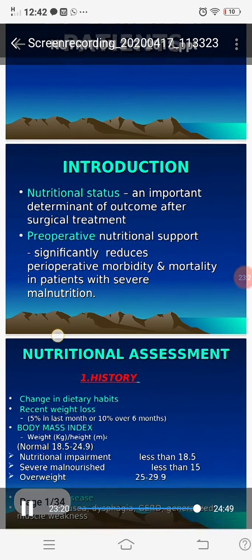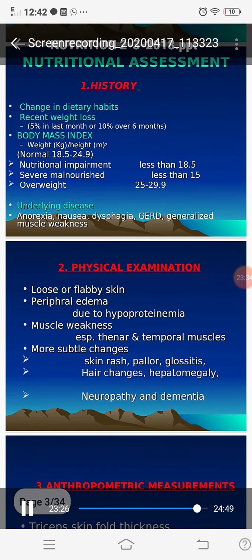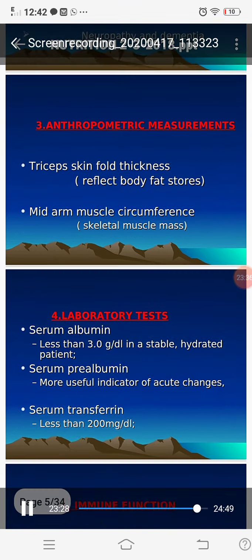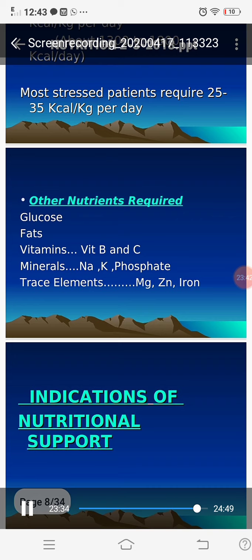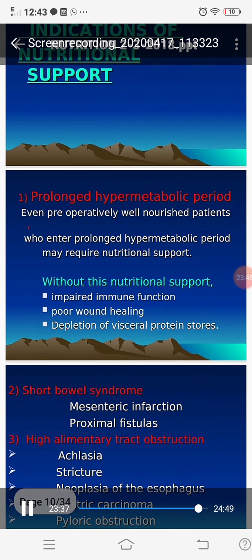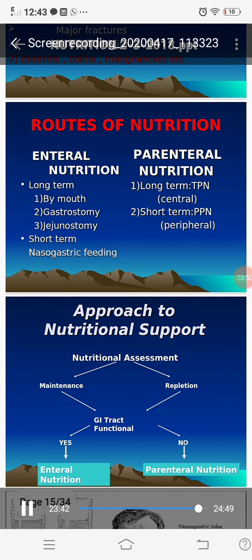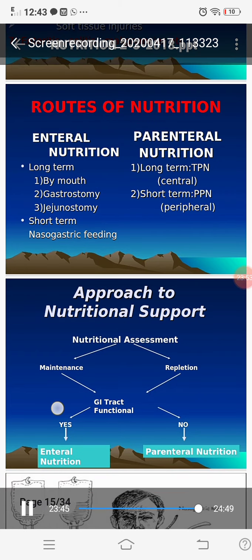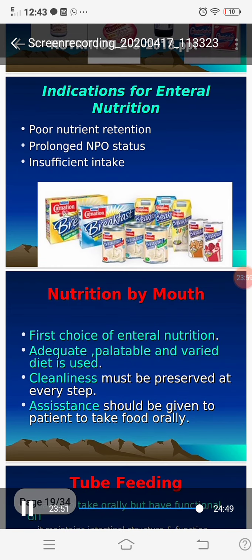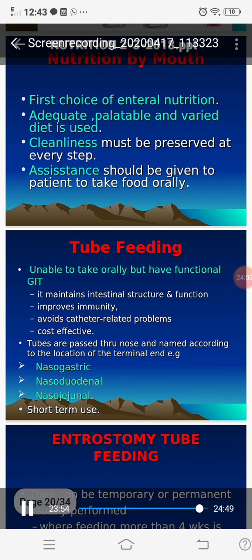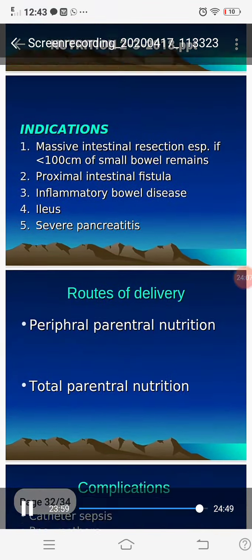So it will end our today's lesson. We have discussed introduction, then we did the assessment by history, by physical examination, by anthropometric measurements, by laboratory test, by immune function, then we go for caloric requirement of the patients, other nutrition requirements. We discuss indications of nutritional support, then we discuss the routes of nutrition, how we'll approach the patient who needs nutritional support, what are different types of nutrition, what are different paths or ways of nutrition. So we covered all the things regarding the nutrition.